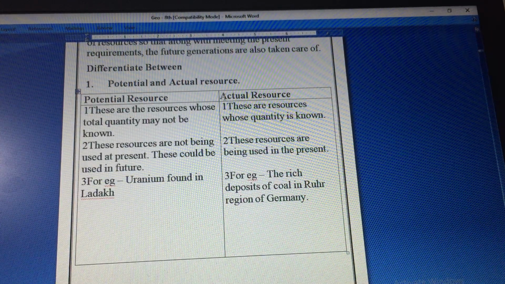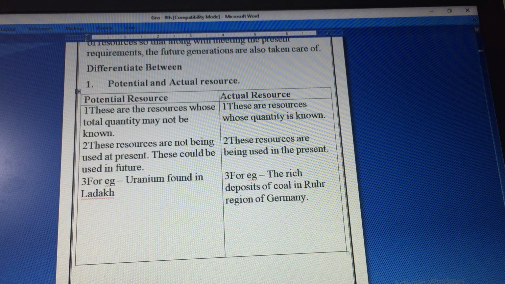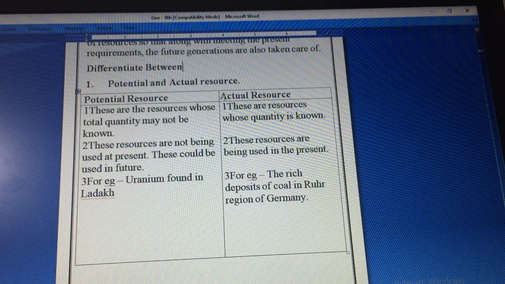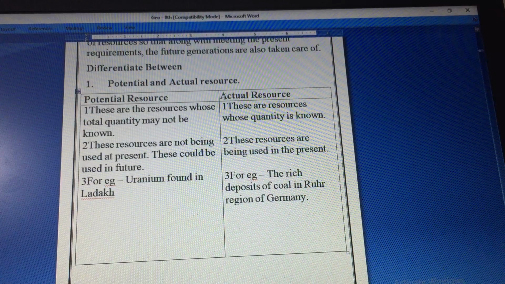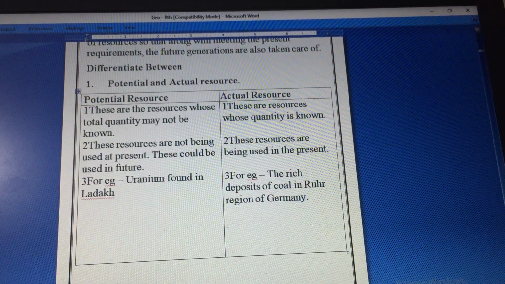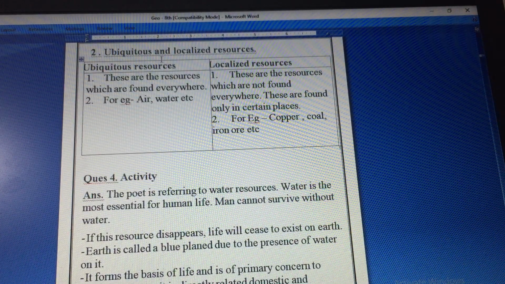Next is distinguish between potential and actual resource. So, children, we have already discussed, potential resources are those resources whose total quantity and quality is not known to us, whereas actual resources are those whose quantity is known to us. Potential resources are those resources which are not being used in the present and can be used in future, like uranium and other things, whereas the actual resources are used currently, and the coal and iron mines which we see are an example of this.